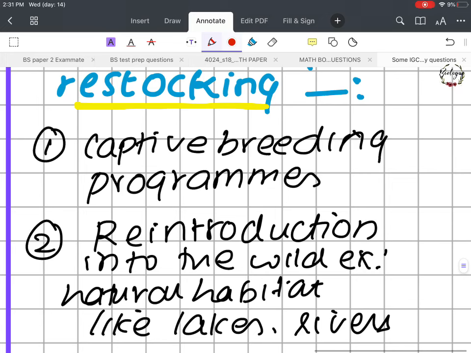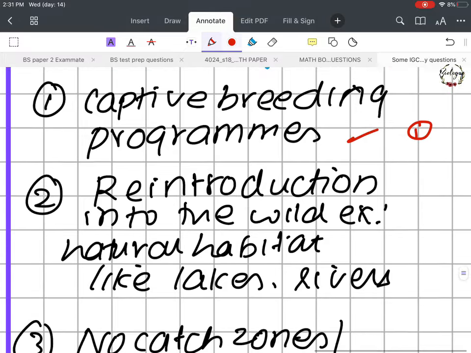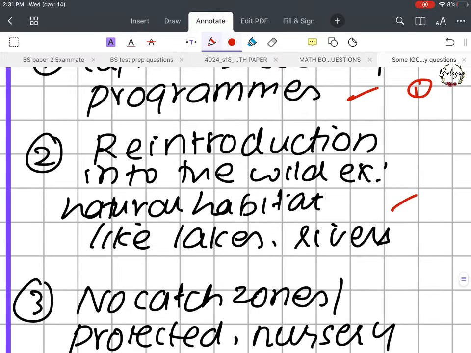Restocking is the key word here. Okay, restocking. Firstly, by captive breeding programs. We know what captive breeding is. Breeding in captivity, breeding in a secluded area, not actually breeding it in its natural habitat, with controlled conditions. This is the first point, correct? Second point is reintroduction into the wild, which is a natural habitat like lakes and rivers.